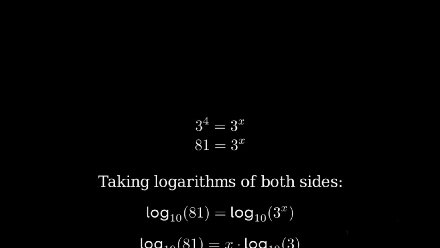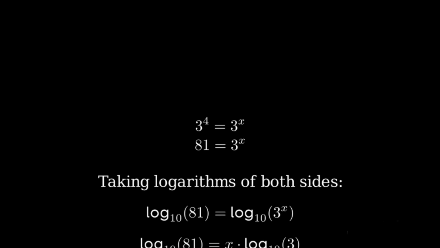Using the logarithmic method, we've confirmed that x equals 4. This mathematical approach works for any exponential equation where the bases are the same. The logarithmic method provides a rigorous proof of our answer. By converting the exponential equation to a linear one through logarithms, we can precisely determine the value of the exponent.